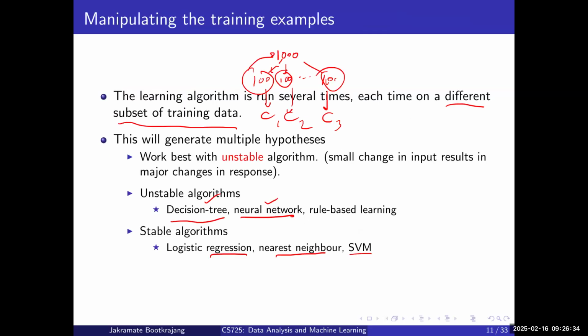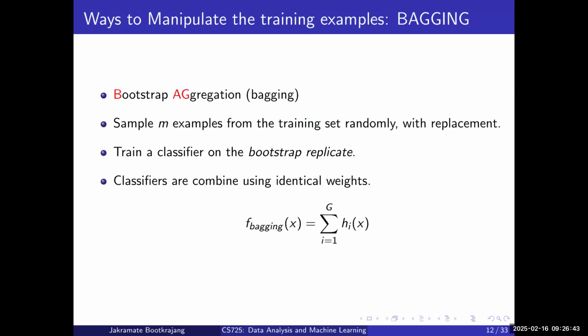I said that I split the data into smaller groups. That is the simplest way to manipulate the training examples. There are more strategic ways of manipulating the training examples. One of them is called bagging, which stands for bootstrap aggregation. This will sample m examples from the training set randomly with replacement.